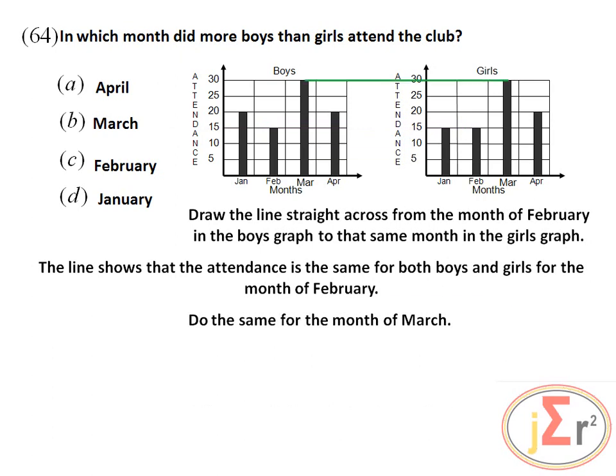And let us also do the same for March. What do we notice? That the line goes from the top of the boys' graph to the top of the girls' graph. So we are sure that they are on the same level. So the attendance for the month of March is the same.